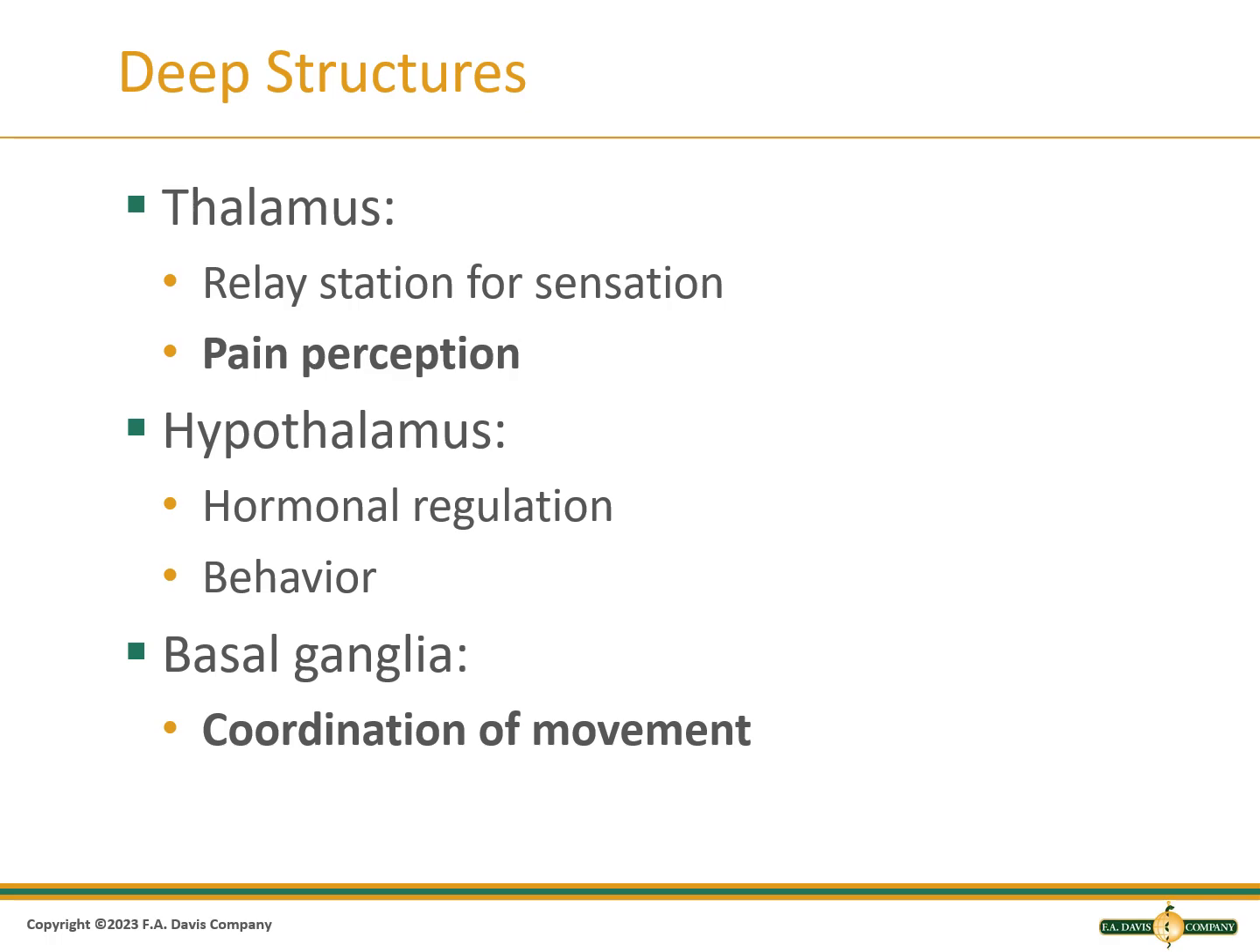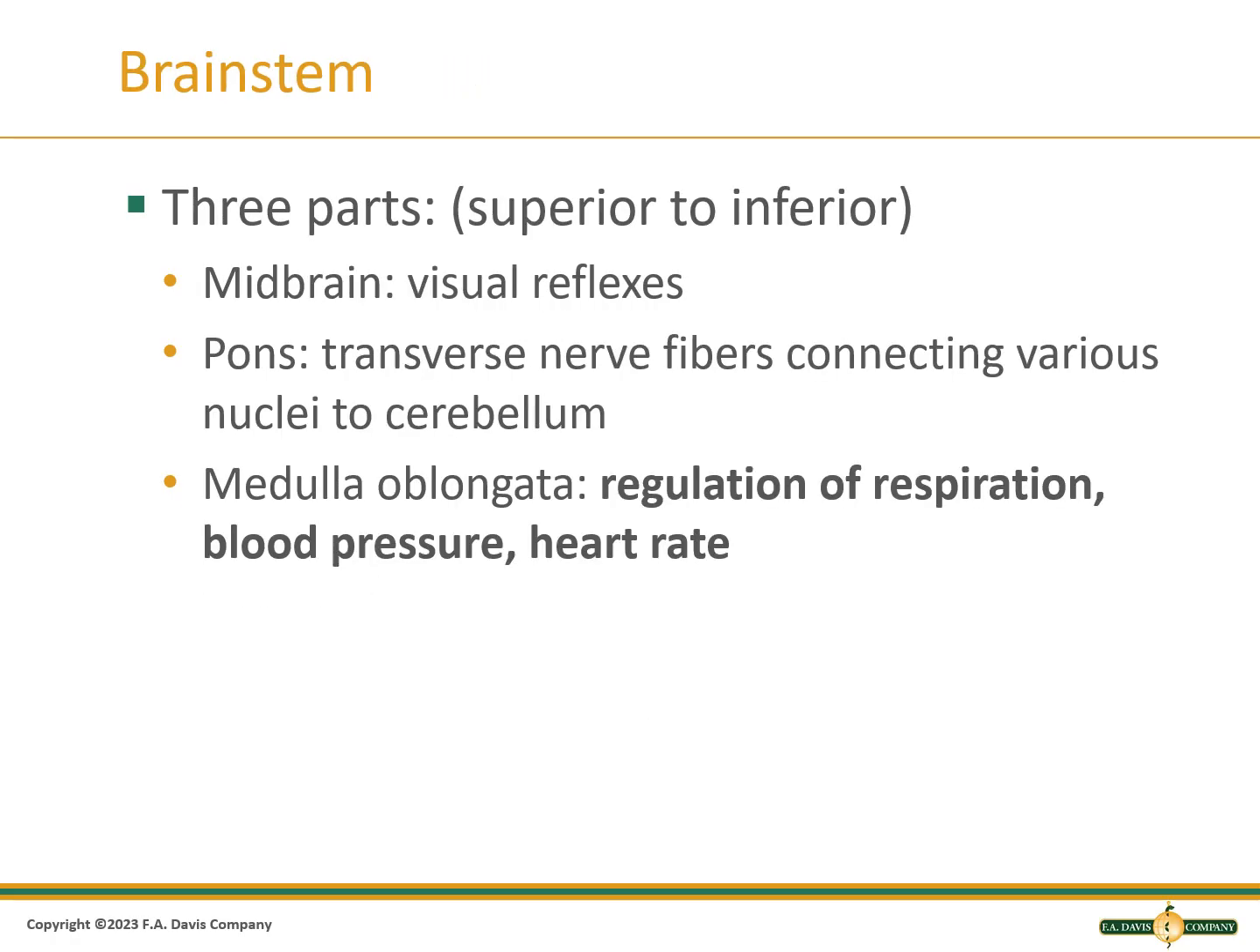The basal ganglia is the structure affected in patients with Parkinson's disease, which is why those patients struggle with movement coordination. The brainstem is another deep structure of the brain that has its own components.